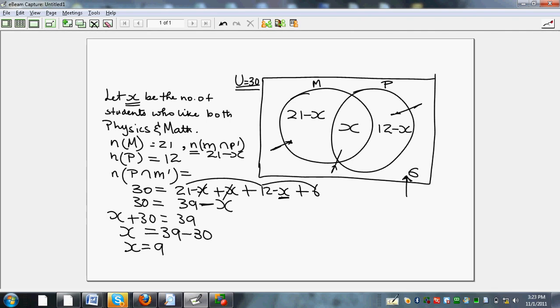Okay, so the question asks, estimate the number of students who like both math and physics. So this here would have answered part A. Right, this would be the answer for part A, 9 students.